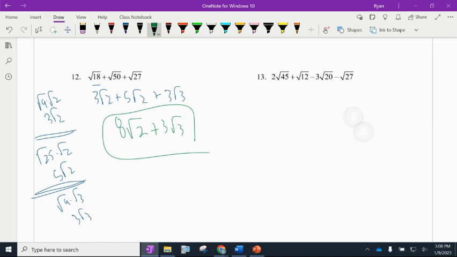Number 13 has a lot of simplifying to do, and initially none of the numbers underneath the square root are the same. And in fact, they could all be broken down. So pause your video, try to break each one of those down.